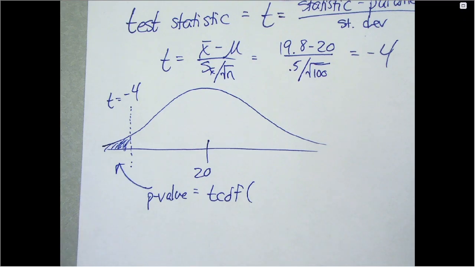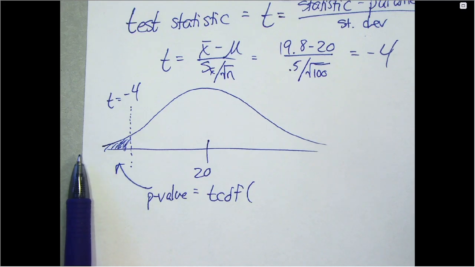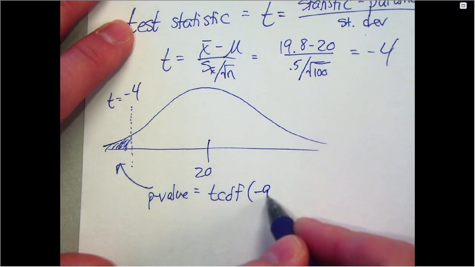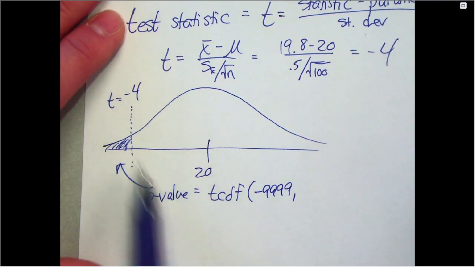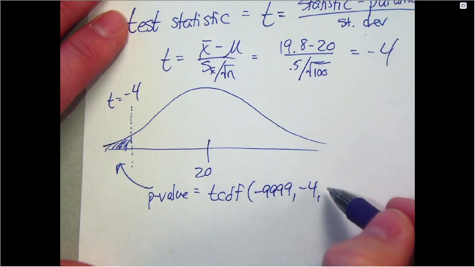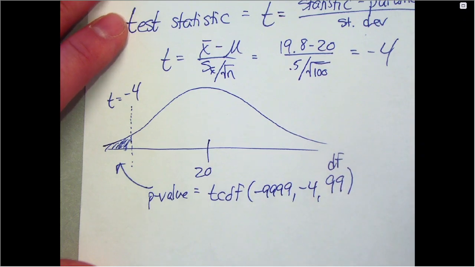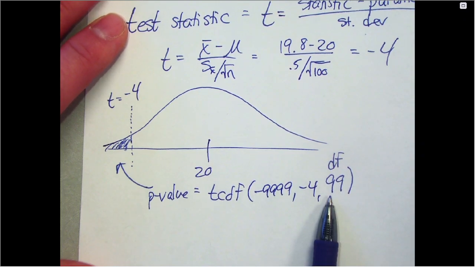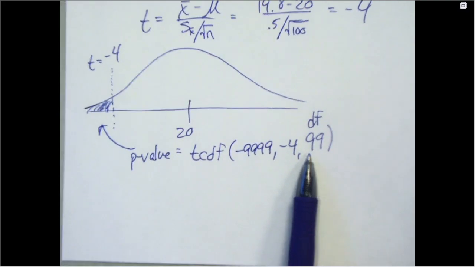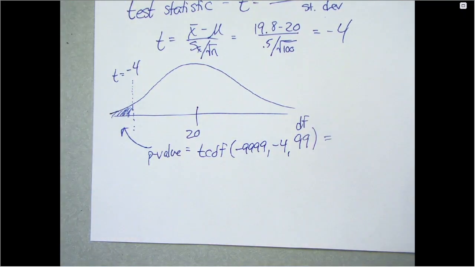But as far as the commas and stuff, what's my left-hand or lower boundary here? -9999. What's the upper boundary? -4. And then you're gonna tell the calculator, 99. If you are on a written AP portion, you put degrees of freedom there so that they know that you know what that is. And then we should get this number that we have, but let's make sure we can do tCDF in our calculator and get the same thing.